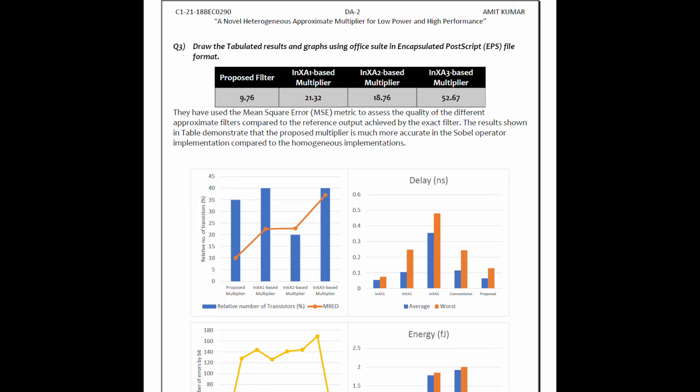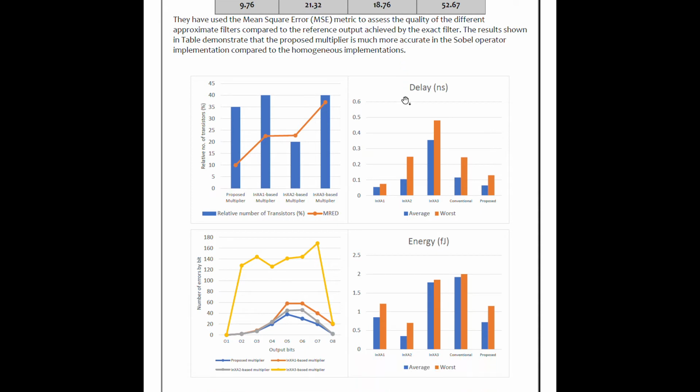Third question was drawing all the tables and graphs using Office Suite, but I have just used MS Word to draw all these graphs, and you can see the table also. In this paper they have used mean square error metric to assess the quality of different approximate filters compared to the reference output. The results shown in the table demonstrate that the proposed multiplier filter is much more accurate, and this graph also shows those results.